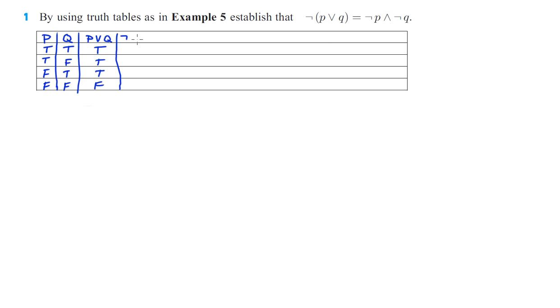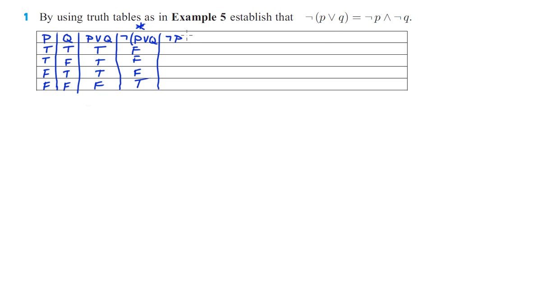So then not (P or Q) would be exactly the opposite of that. So that would be false, false, false, true. Okay, so that's this one. That's one that we want to remember. And then we also want to figure out what not P and not Q is. So first thing we'll want to do is we need to know what not P is, and we also need to know what not Q is.